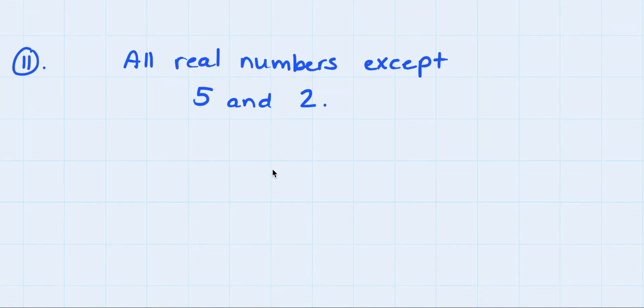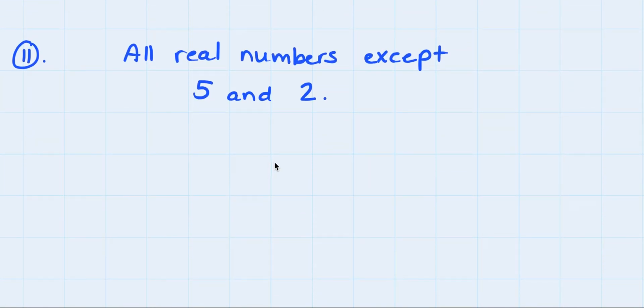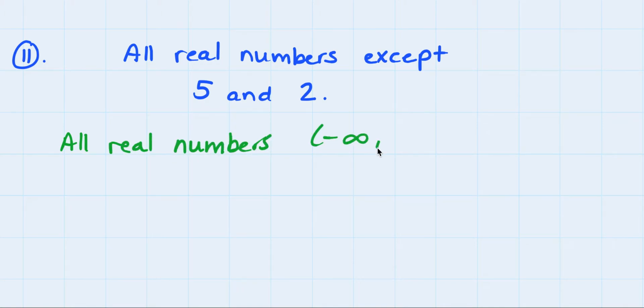Let's try a more complicated example. All real numbers except 5 and 2. Remember that all real numbers is negative infinity to positive infinity. So we need to take these 2 out. I'm going to put them in, going from lowest to highest. So 2 is first and then 5.